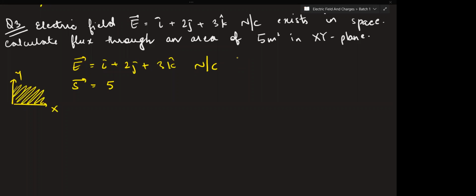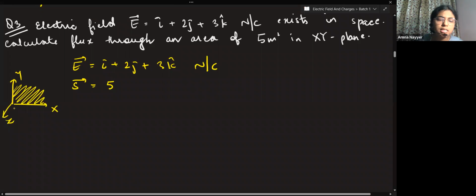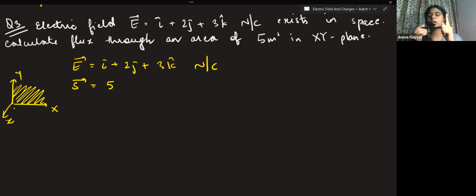The z-axis will only be perpendicular. See, x is this, y is this. What is perpendicular to x and y? The z-axis. The z-axis is only perpendicular, no? So if positive x is given or positive y is given, you have to consider what?